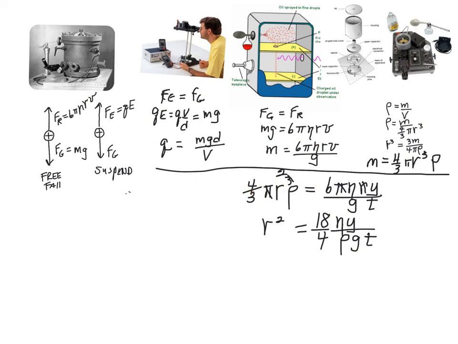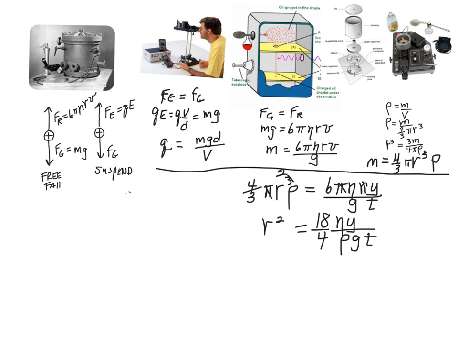And when I do that, I see that there's a pi on both sides, so that nicely cancels out. And there's an r cubed here and an r here, so I cancel that. I change this to an r squared. Then I multiply both sides by 3, divide both sides by 4 rho. And also, what you'll notice, I took the v and I changed it to y over t, distance over time. And so I'm left with this expression for r squared.